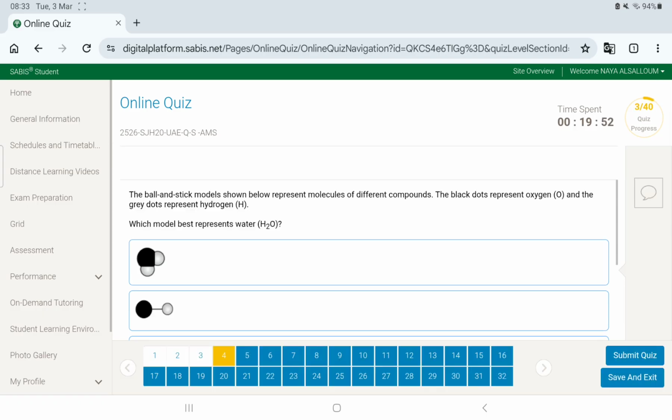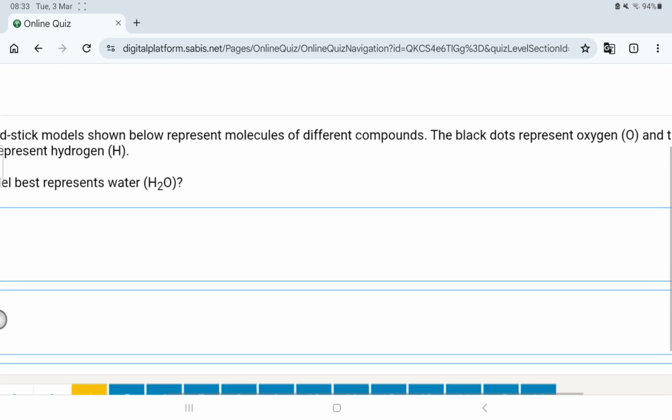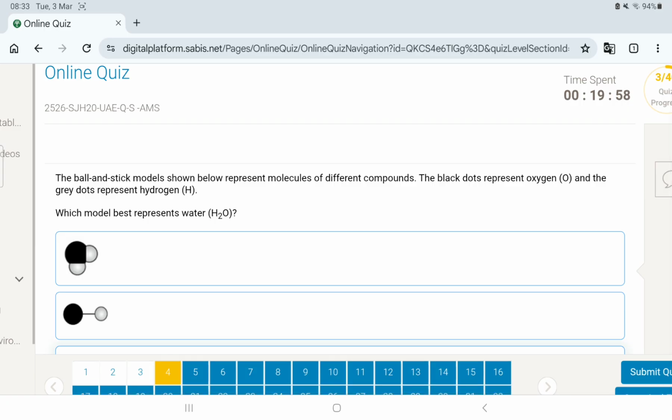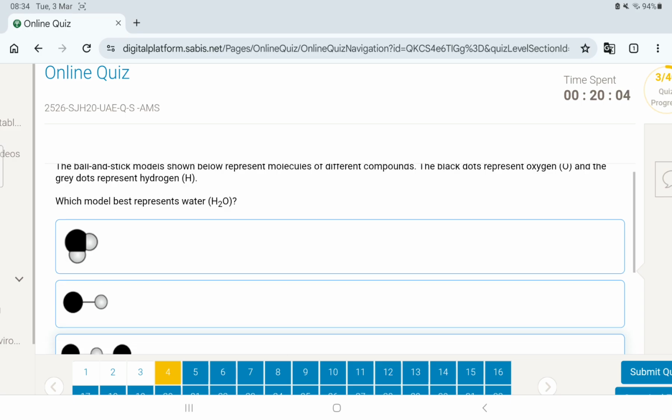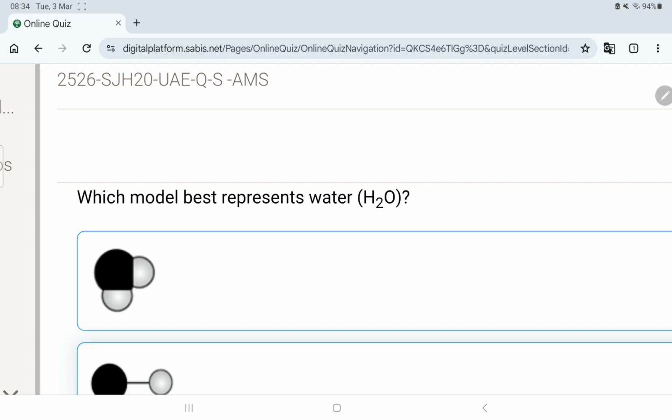The ball and stick models shown below represent molecules of different compounds. The black dots represent O, which is oxygen, and the gray dot represents H, which is hydrogen. Which model best represents H2O? Now guys, first, what's H2O? We know that H2O is water.